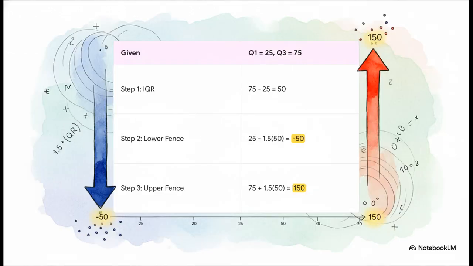Let's say our Q1 is 25 and our Q3 is 75. Our IQR is just 75 minus 25, which is 50. To find the lower fence, we multiply that IQR by 1.5 and subtract it from Q1, giving us negative 50. For the upper fence, we multiply the IQR by 1.5 again and add it to Q3, which puts us at 150.